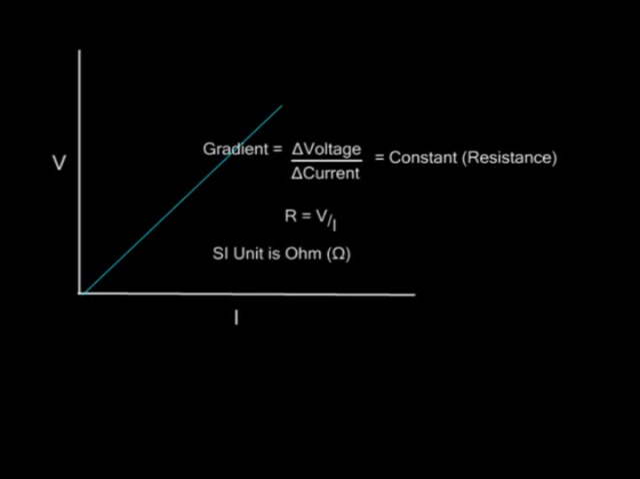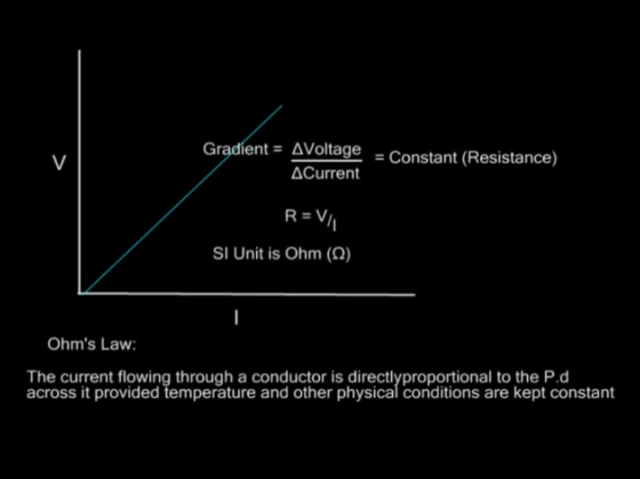This observation is known as Ohm's law, which states that the current flowing through a conductor is directly proportional to the potential difference across it, provided temperature and other physical conditions are kept constant.